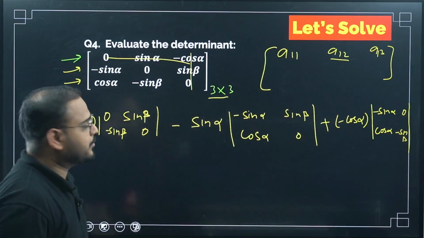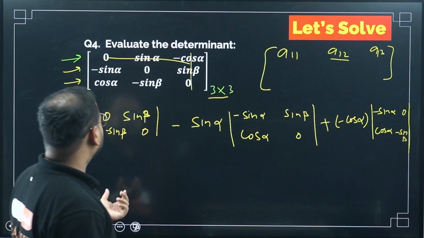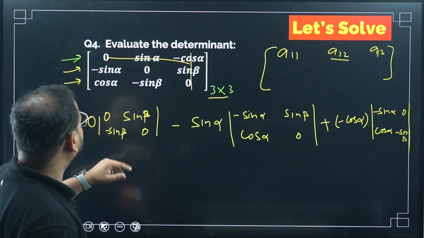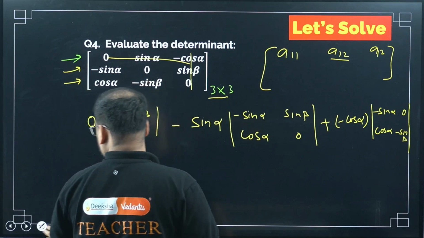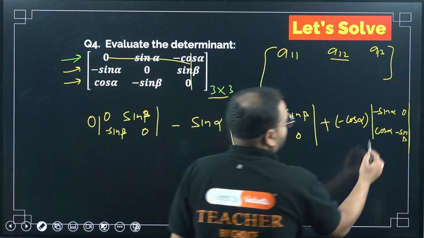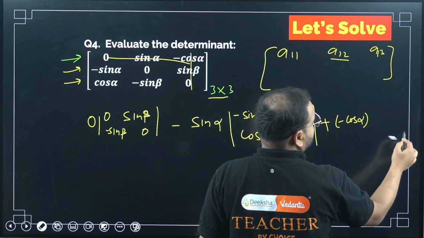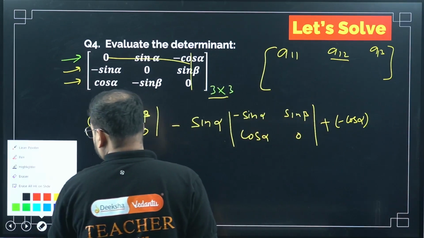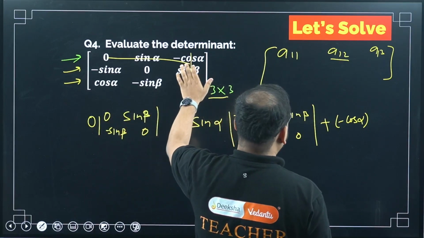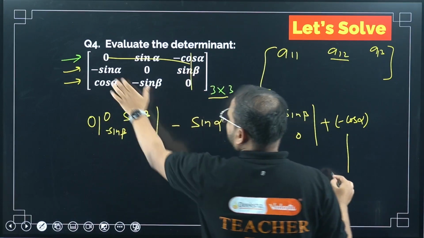Don't worry, I'll rewrite this again. It will be visible if I write the next step. So minus sine alpha 0. If you want, I can write it below also. Not a problem. So I'm writing for minus cos alpha, right? So I'll write the matrix like this. Minus sine alpha.